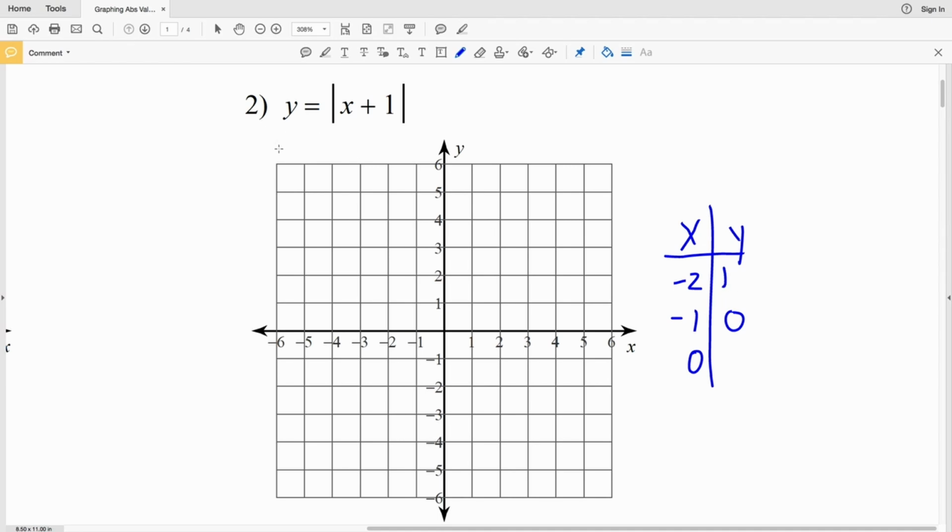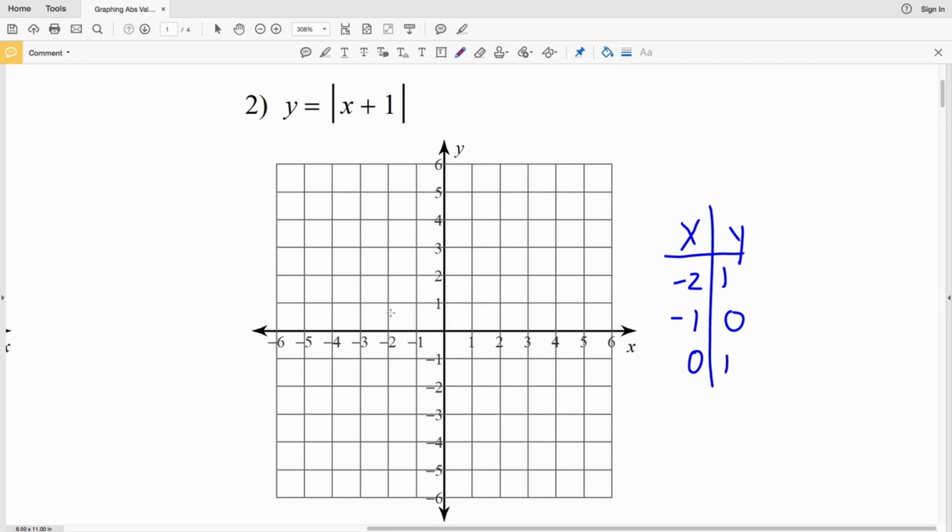Now let's plug in 0. When x is 0, we get that y is equal to the absolute value of 0 plus 1, which we know is the absolute value of 1, and the absolute value of 1 is equal to 1. So when x is 0, y is a +1. So you can see, like I said, since it's symmetric, -2 and 0, since they're both 1 unit away from the turning point's x coordinate, or x value, they have the same y values. Let's go ahead and graph it to get our answer.